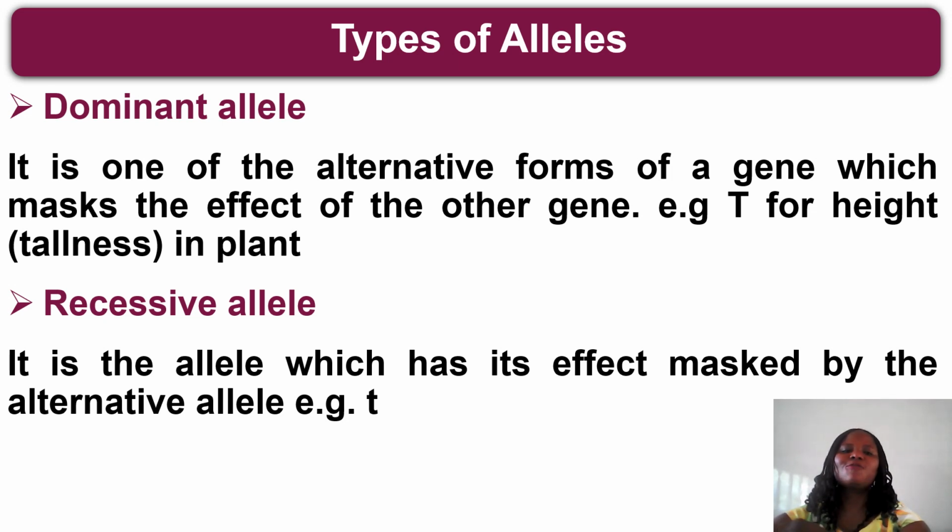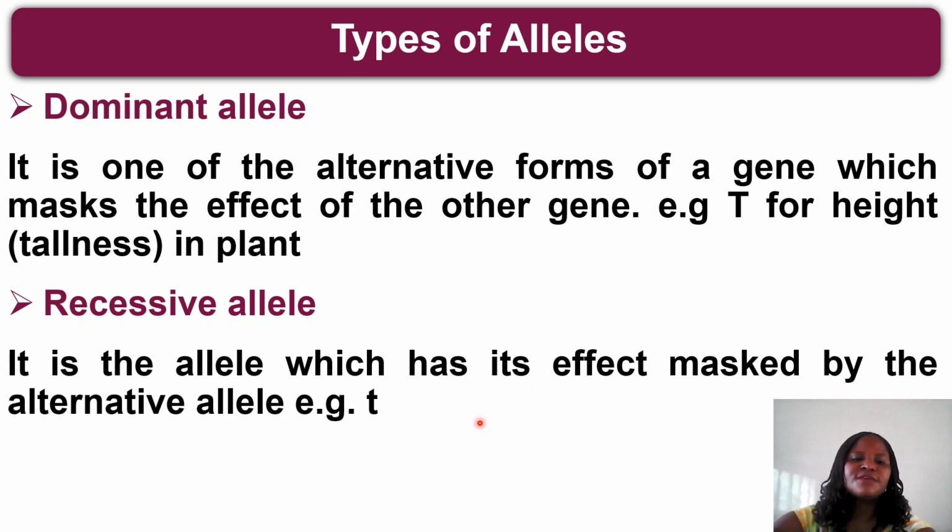All right, let's look at the types of alleles. We have two types of allele. That's the dominant allele and then the recessive allele. When we talk about the dominant allele, it is the alternative form of a gene which masks the effect of the other gene. So for example, let's take capital T to represent a dominant allele for the gene or the trait for tallness. So this is the dominant allele.